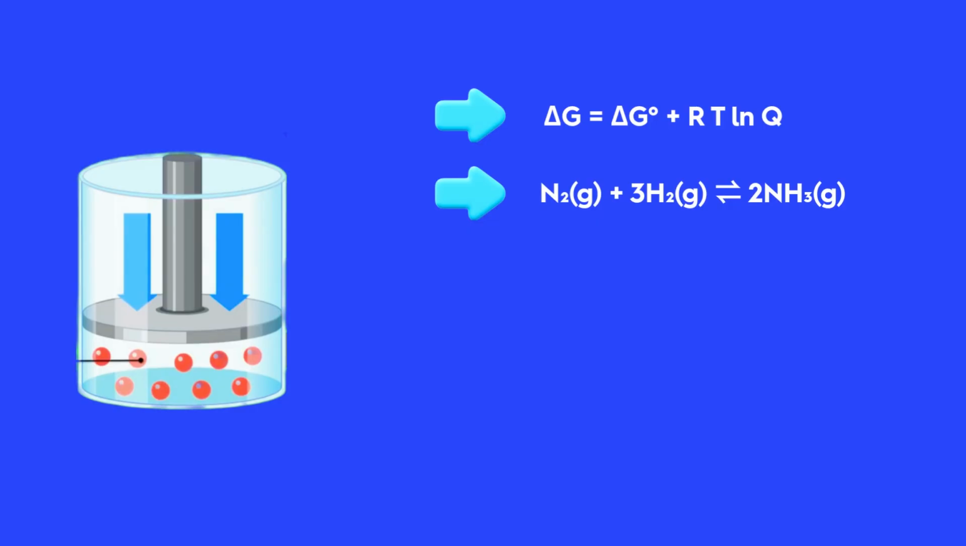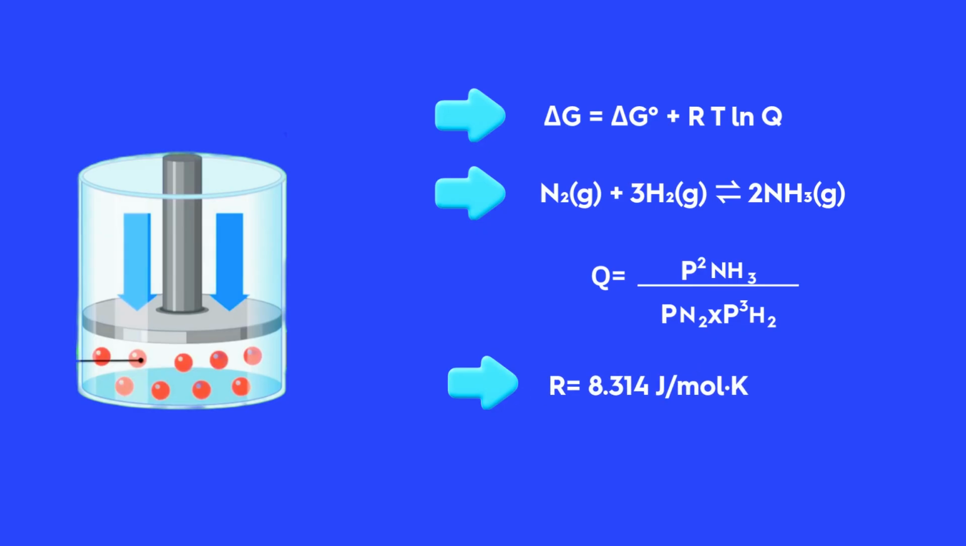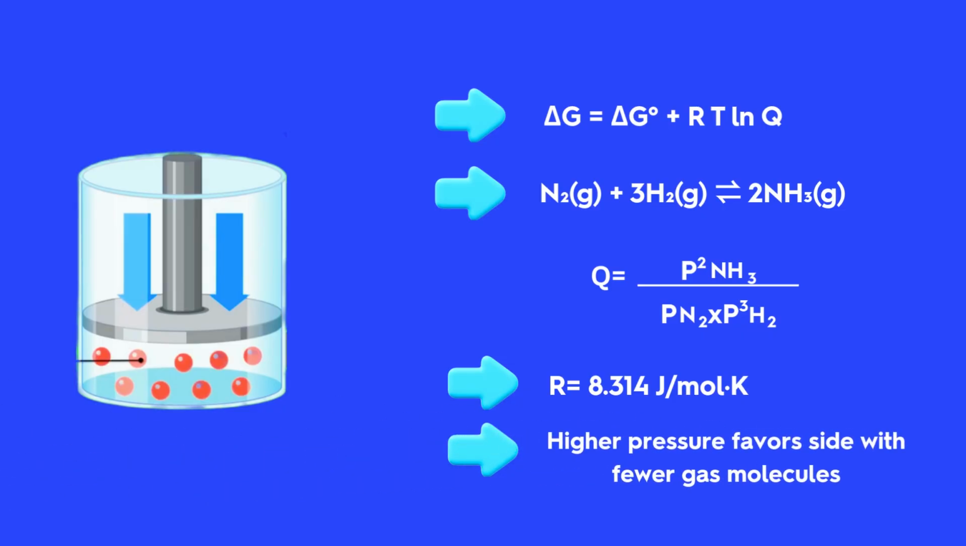To recap, delta G equals delta G naught plus RT times natural log of Q, the equation that links pressure to spontaneity. Build Q using gas pressures only. Use the 8.314 joule constant and remember, higher pressure favors the side with fewer gas moles.